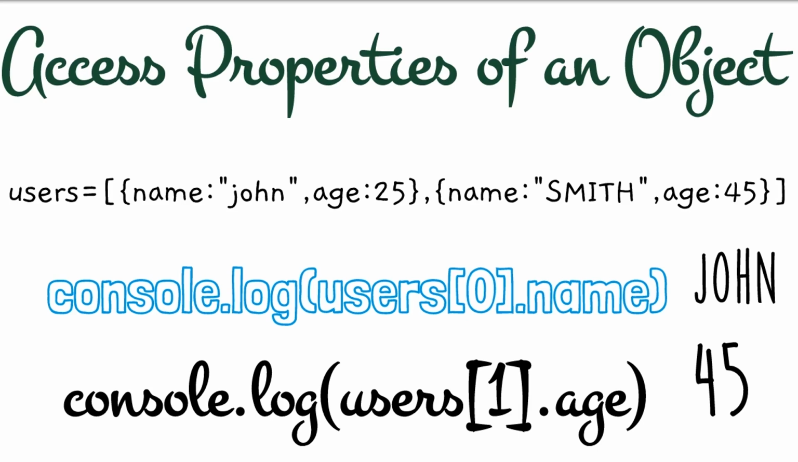And similarly, if you want to print out users one, which represents the second object, because indexing starts from 0 inside arrays, as you all know. Now we will try to access the second property, which is the age property. So this will output 45. This is the basic way by which you can access properties within an object, in an array of objects, guys.